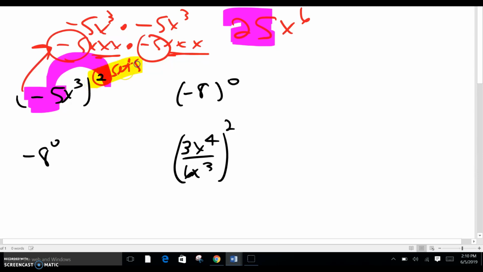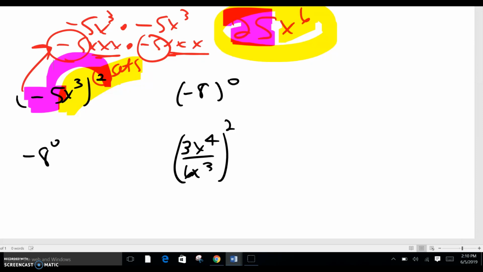But I also have 2 sets of x cubed, and 2 sets would mean I multiply, because 2 sets of 3 would be 6, and that's where that comes from. Notice I can mush my answer into one swoop. Like I have a coefficient, I have all my x's mushed together.